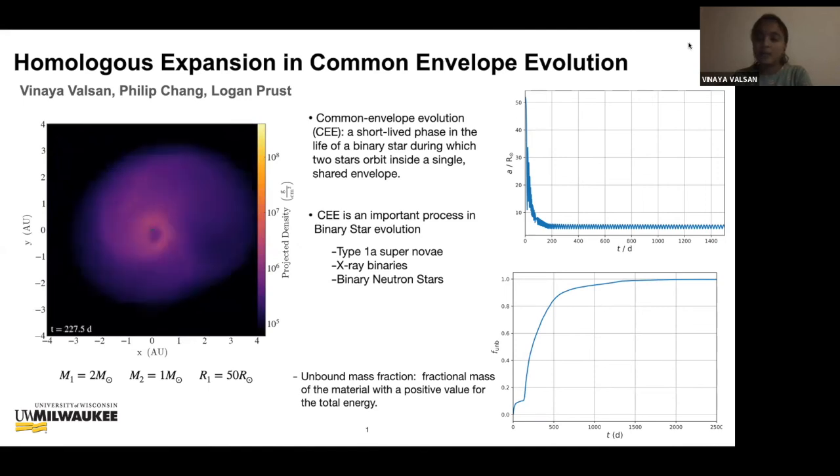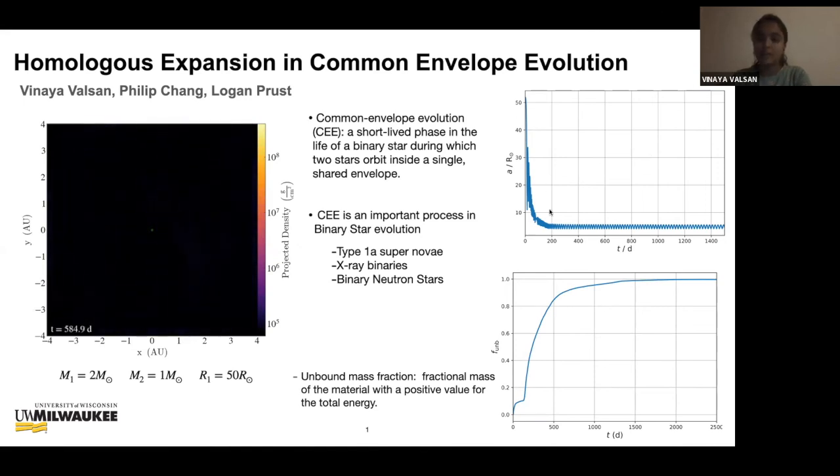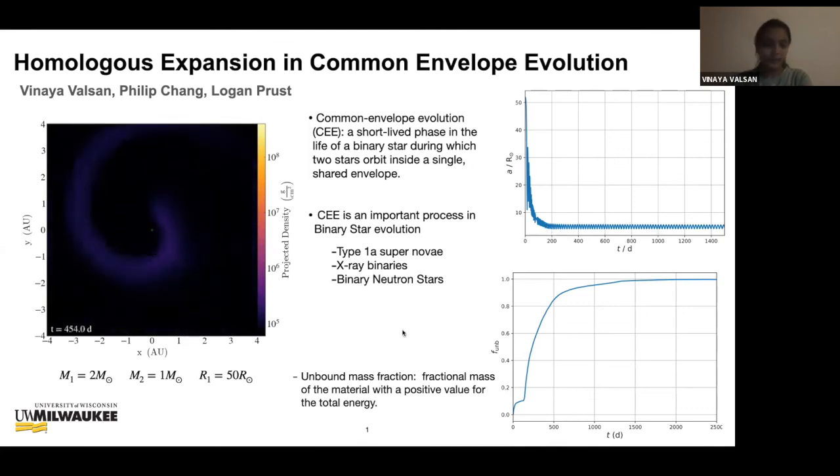At the beginning of the simulation, the system goes into a plunging phase, which ends at around 200 days. And after that, the orbital decay slows down, as you can see here.